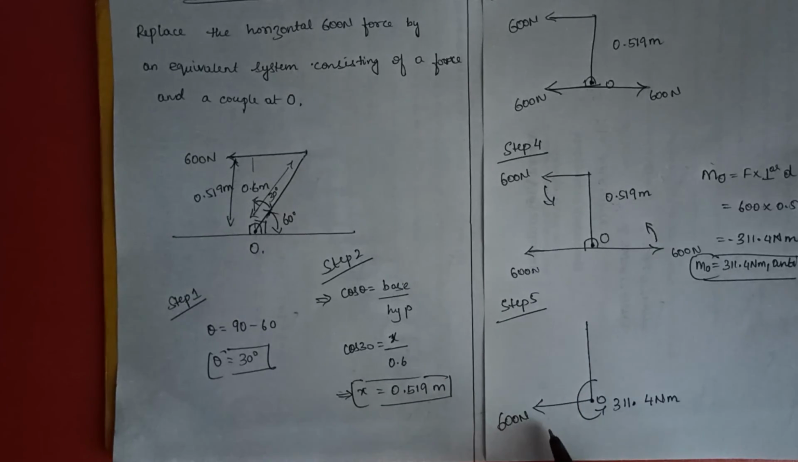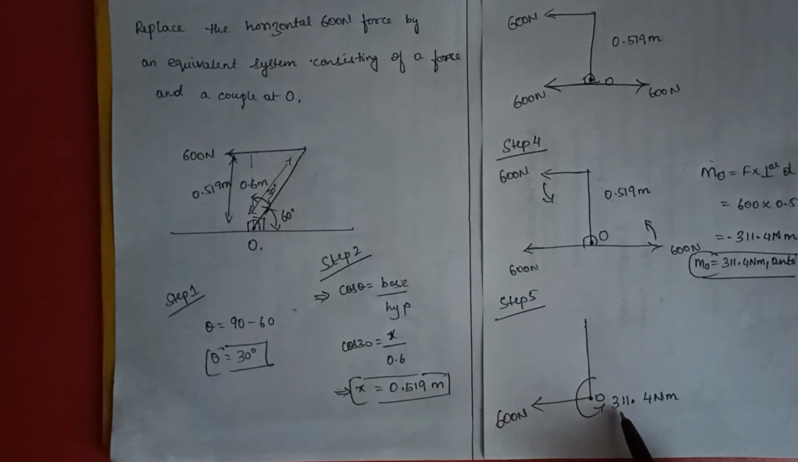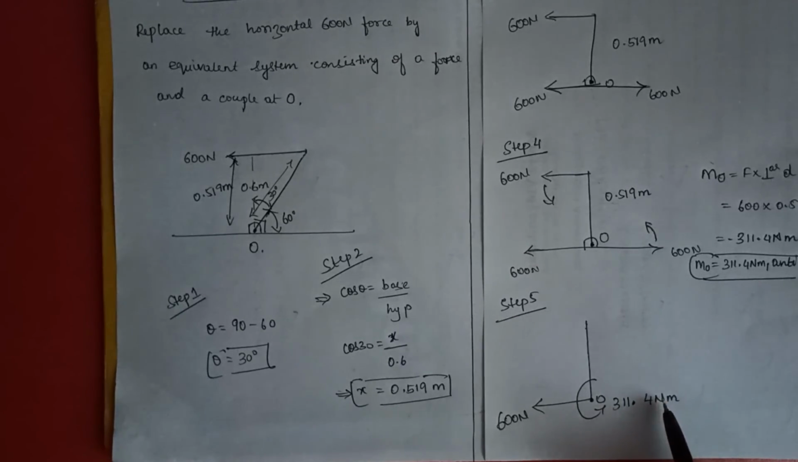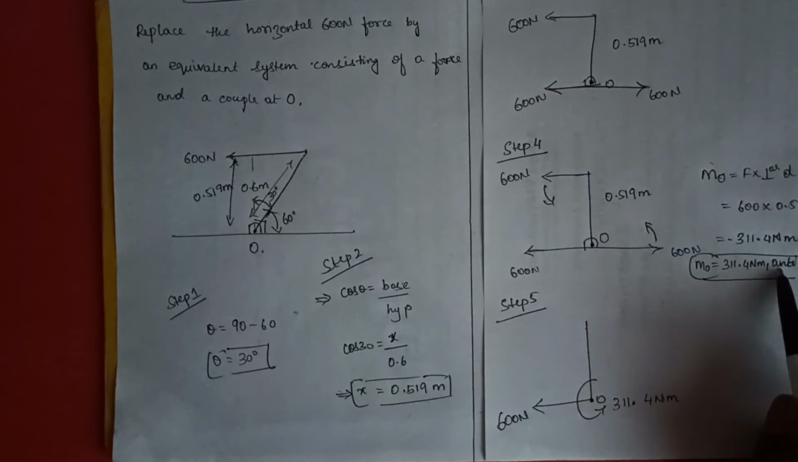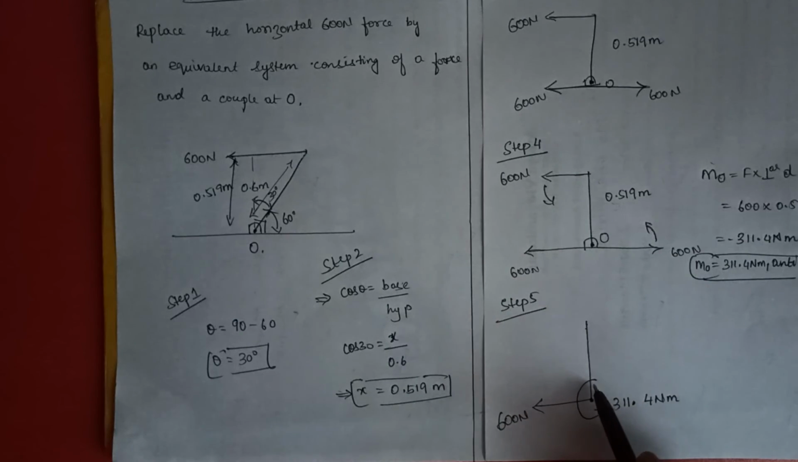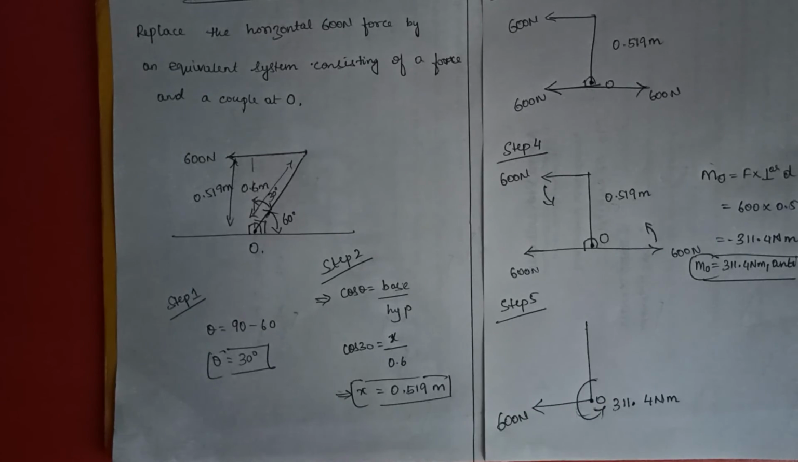Remaining force is 600 newton and 311.4 newton meter is the couple, that is in anti-clockwise direction. As it is in anti-clockwise direction, we need to represent it by using the arrow that is showing you that it is in anti-clockwise direction. Now this comes to the end of this problem and also this session.